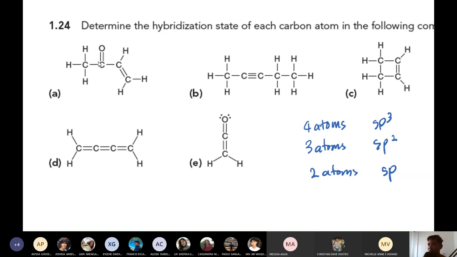Okay? Because when there are double bonds, for example this one, it's confusing, right? It is not obviously a triple bond, but these are sp hybridized. So just count the atoms around the carbon. For example, this one has four different atoms around it. 1, 2, 3, 4. So that is sp3 hybridized.